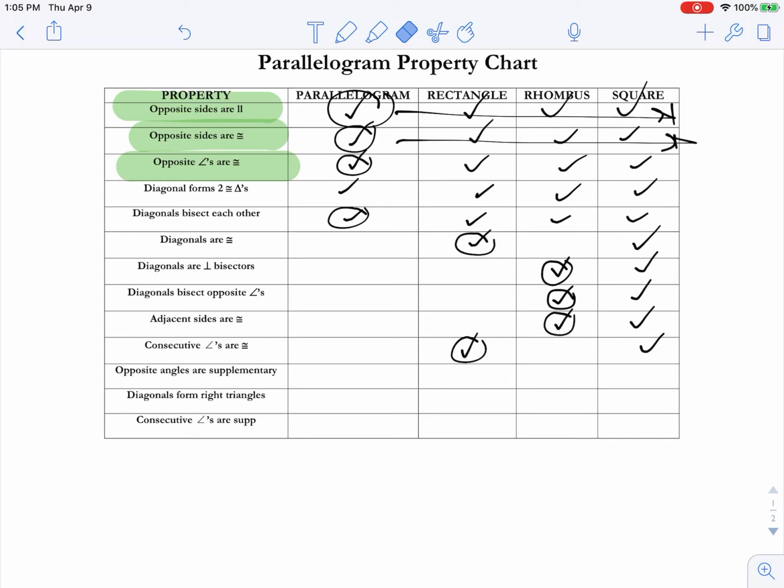Opposite angles are supplementary. Well, that means they have to add up to 180. I know these are equal to each other, but I don't know if they add up to 180. That's not going to help me for parallelograms. Same thing for rhombus. But what is 90 plus 90? Yeah, it's 180. So that's a rectangle and a square that have that situation. Diagonals form right triangles. Well, that's only going to be possible if there's a right angle. So we know it's got to be a rectangle, and then also squares have right angles.